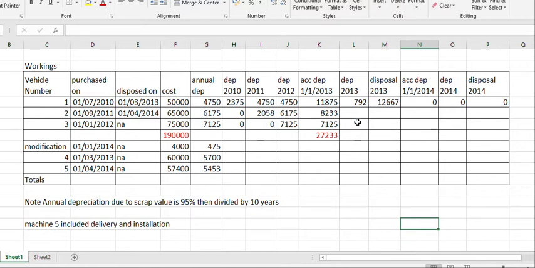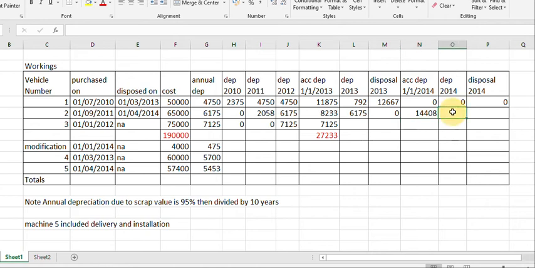Machine number 2 in 2013. Well, machine number 2 wasn't disposed of until the 1st of the 4th, 2014. So depreciation for 2013 for machine 2 is just an annual depreciation of 6175. There was no disposal, so that's irrelevant. So accumulated depreciation on the 1st of the 1st, 2014 would be the 2013 figure plus 1 year's depreciation, 14,408. Then we know this machine 2 was disposed of on the 1st of April 2014, so that's 3 months.